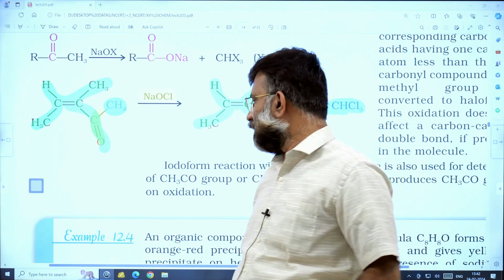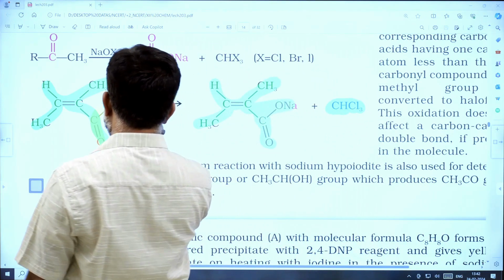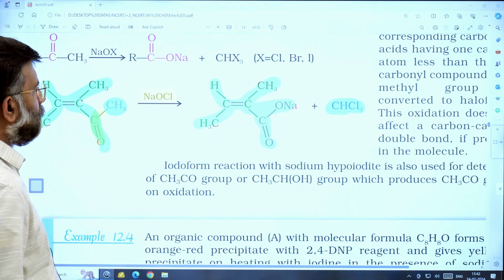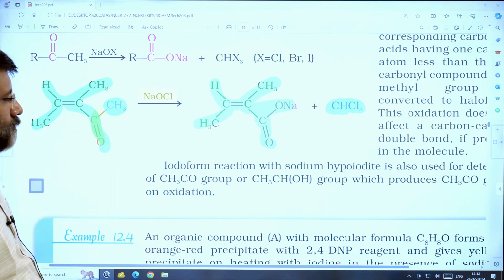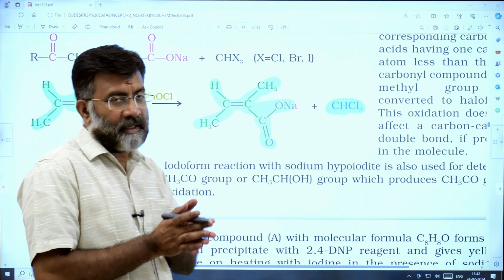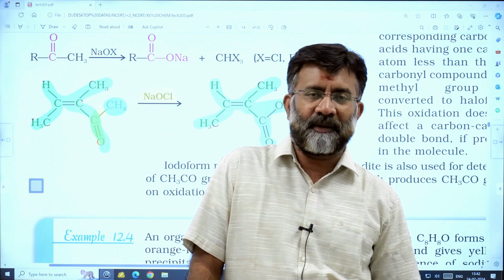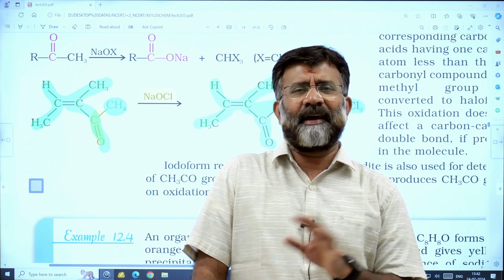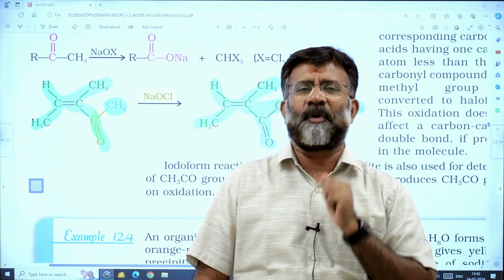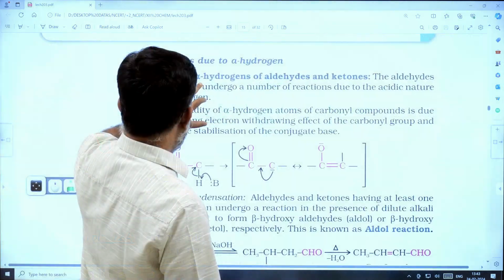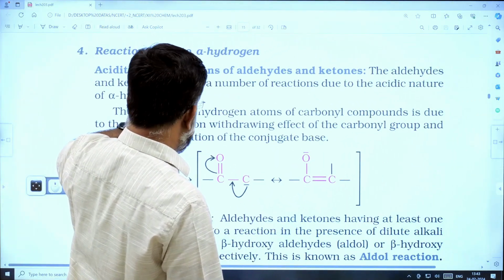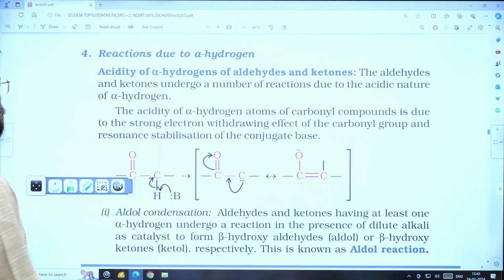Okay. That is one of the very famous reactions, I won't say from this particular chapter. This reaction is applicable in entire organic chemistry. This reaction is very popular. Haloform reaction. Okay.